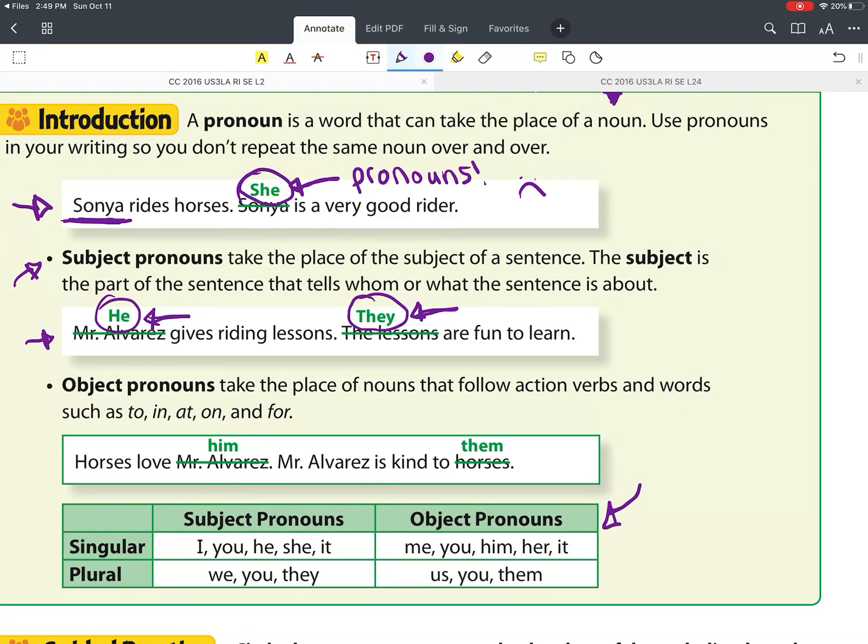Object pronouns take the place of nouns that follow action verbs and words such as to, in, at, on, and for. So like horses love Mr. Alvarez, we can say horses love him. Mr. Alvarez is kind to them. And we know that them is referring to the horses. Right? That way we don't have to say horses love Mr. Alvarez, Mr. Alvarez is kind to horses. It sounds a little bit better to use pronouns.